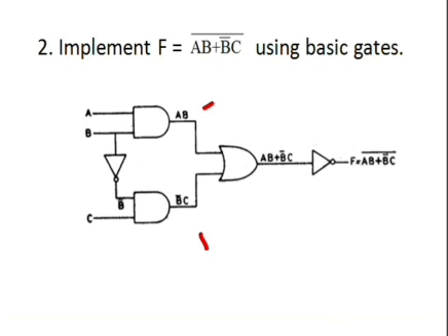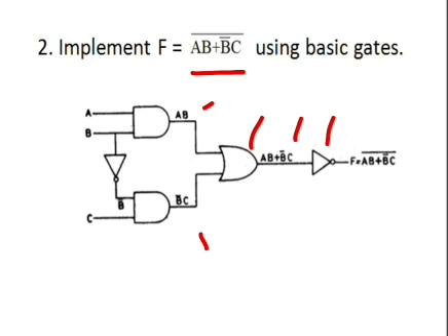But AB plus B complement, these two must be added. That means we must use the OR gate. So AB plus B complement C. But we must do the complement for this whole equation, I mean AB plus B complement C whole complement. So we must use the NOT gate.